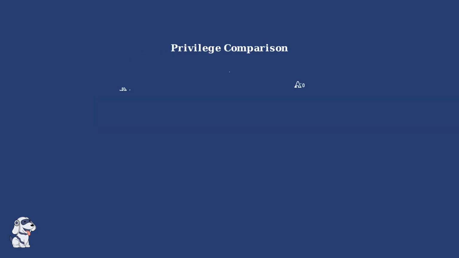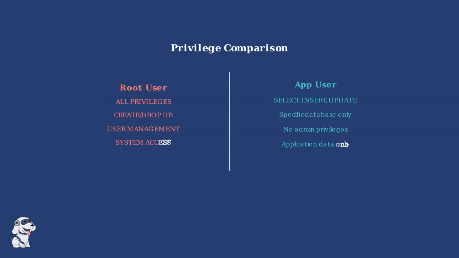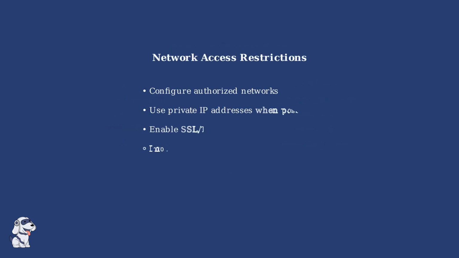Here's a clear comparison. The root user has unlimited access to everything, while a dedicated application user only has the specific permissions needed for the application to function. Network security is equally important. Configure authorized networks to limit which IP addresses can connect. Use private IPs when possible, enable SSL encryption, and implement VPC peering for network isolation.